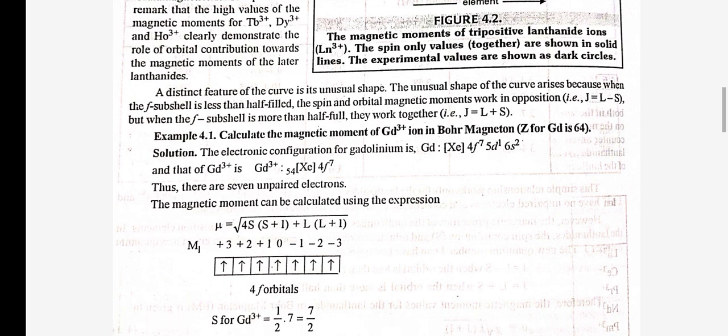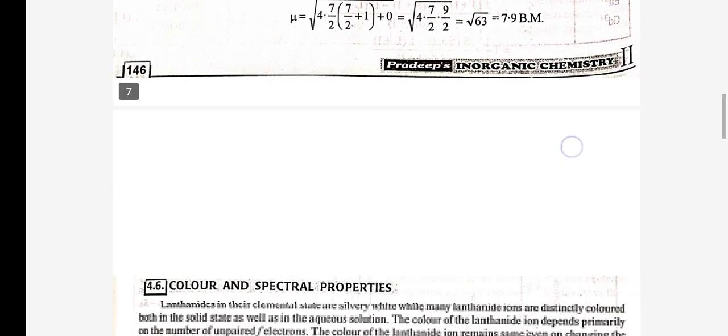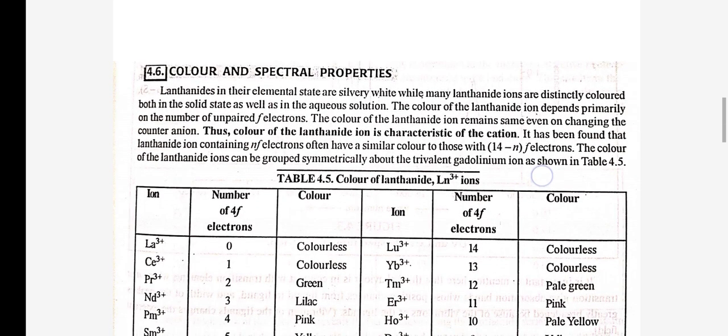A distinct feature of the curve is its unusual shape. The unusual shape of the curve arises because when the 4f subshell is less than half filled, the spin and orbital magnetic moment work in opposition. But when the f subshell is more than half full, they work together, that is J = L + S. The next is color and the spectral properties.